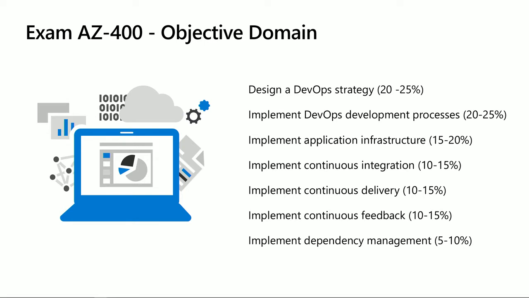Those 7 contexts are, number 1, design a DevOps strategy, which is about 20 to 25%. Number 2, implement a DevOps development process, which is another 20 to 25%. So potentially right there, that's half your exam, okay? So we'll focus on those 2 pieces. And then implement application infrastructure. That's like desired state configuration and stuff like that. And then we'll go into continuous integration, continuous delivery, continuous feedback, and dependency management. Not necessarily in that order on purpose.